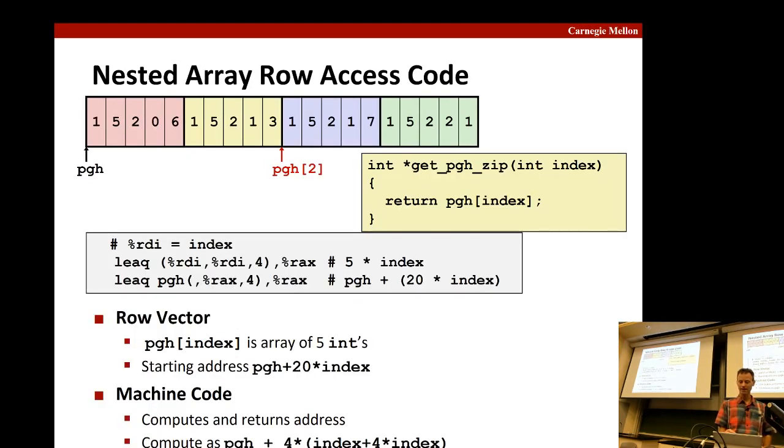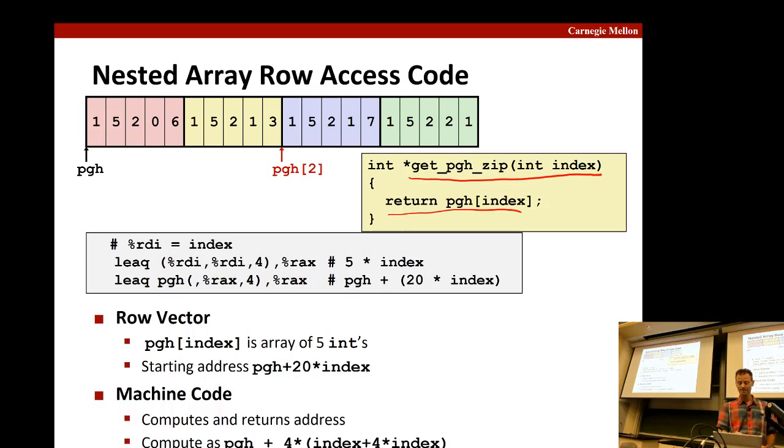Okay, so what does the assembly code end up looking like? Let's suppose that I want to get back just the zip code from one of these 4 places. So I wrote this little C function that looks like this.